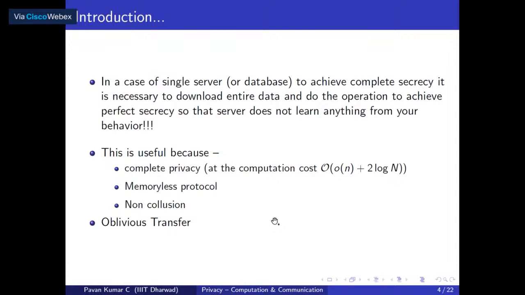Hope slide number 4 is visible. Yeah, okay, thanks for confirming.